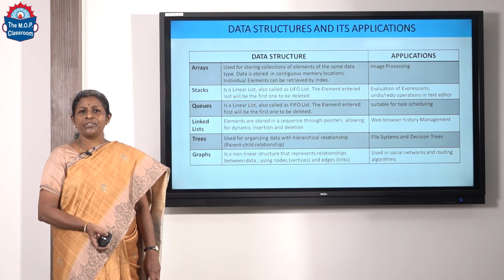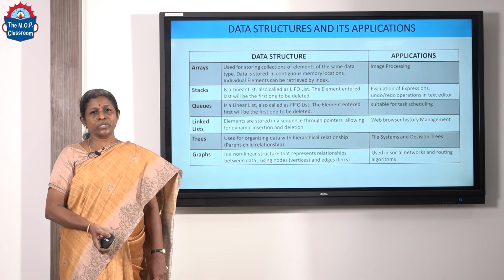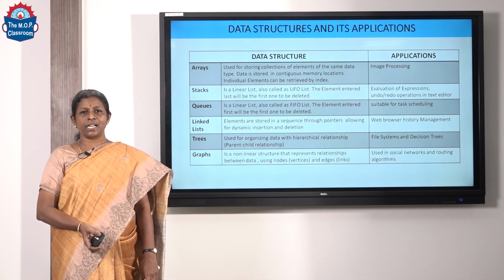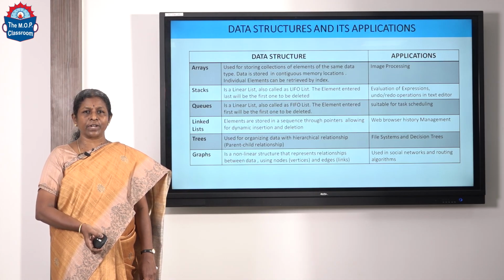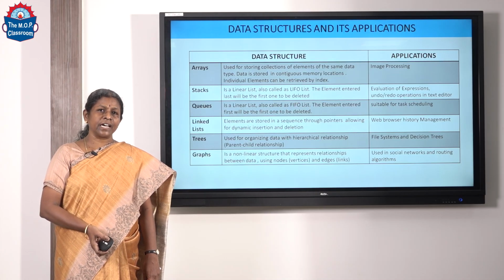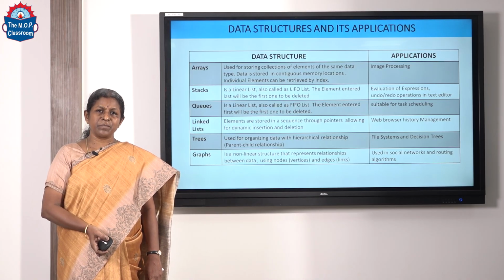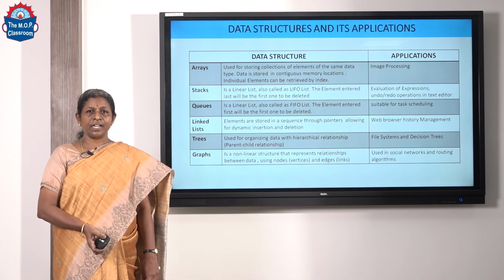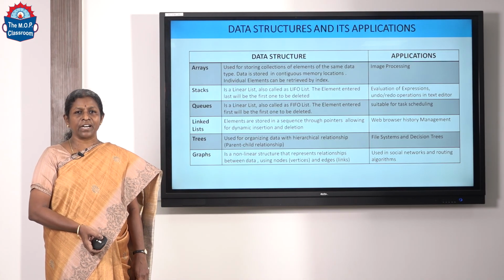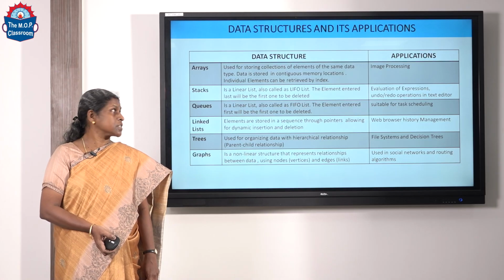So, when do you use an array? Suppose you want to store the data elements in continuous memory locations, you go in for an array, and an array is used to store homogeneous data types. Homogeneous means same type, either all integer or all float or all character. One of the applications of array is that it is used in image processing.